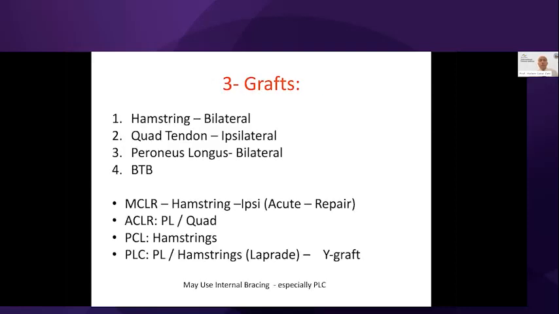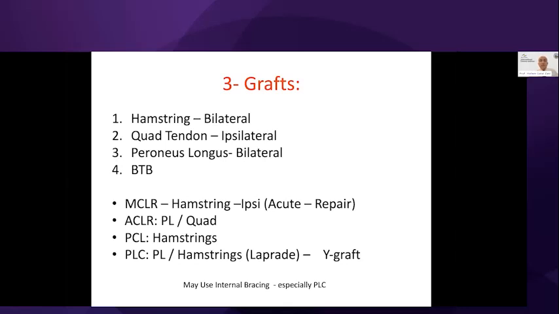So where do you get all these grafts? You can have the hamstring of both knees. You have the quad tendon on the same side. You have peroneus longus on both sides. And this is a very good addition to our scope of grafts, and it's easy access. I encourage everyone doing knee ligaments to learn peroneus longus grafts for their normal ACL, so they have these available for the multi-ligament, and, of course, the bone-tendon-bone.